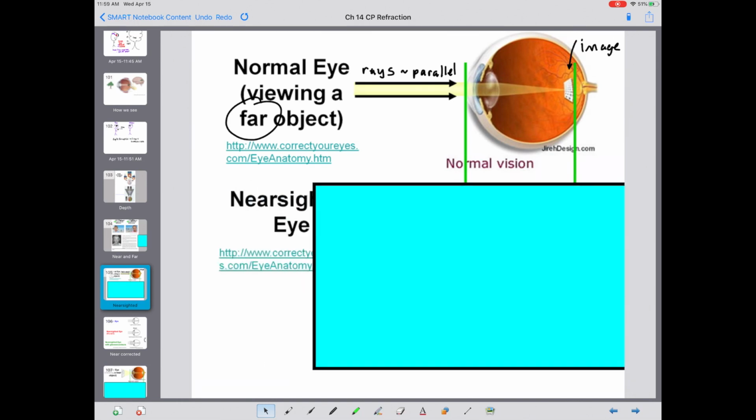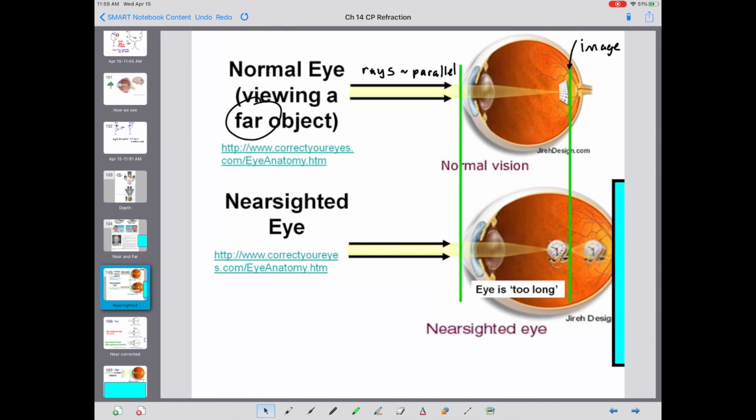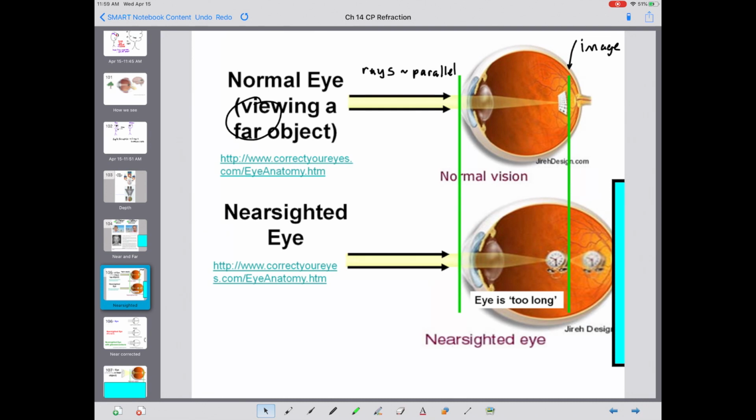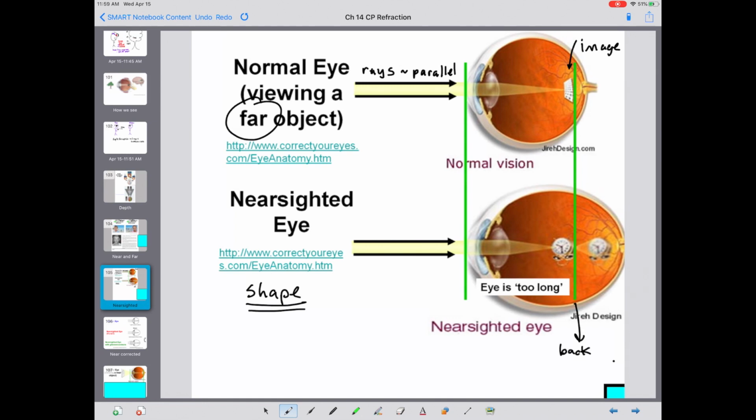So that's what a normal eye is supposed to do when you are looking at a far object. If you have trouble seeing a far object, which means you are nearsighted, then the problem is the shape of your eye. In this case, the eye is too long front to back. The back of the eye should be right there where the green line is, but the actual back of the eye is much further away.